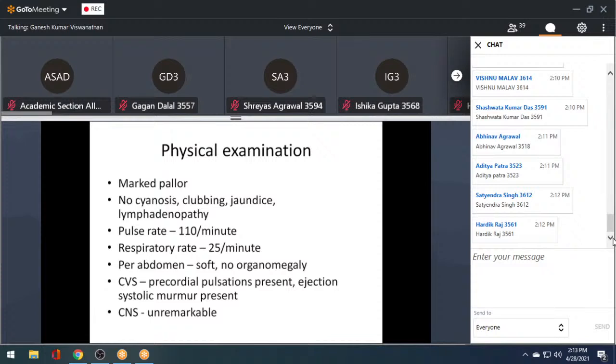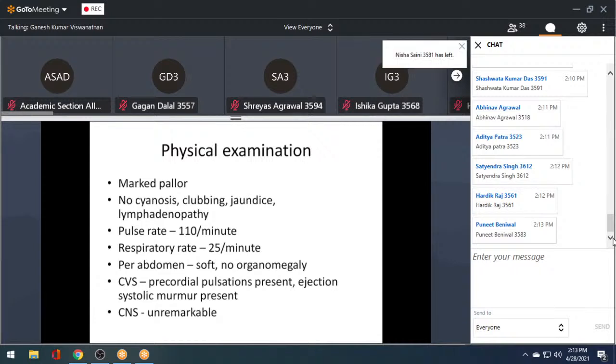So next, the child is examined. On physical examination, the findings are given. There is marked pallor, and there is no cyanosis, clubbing, jaundice, or lymphadenopathy. Pulse rate is 110 per minute, respiratory rate is 25 per minute, and the abdominal examination is soft, no organomegaly. There are some precordial pulsations. There is an ESM present, and the rest of the examination appears unremarkable.